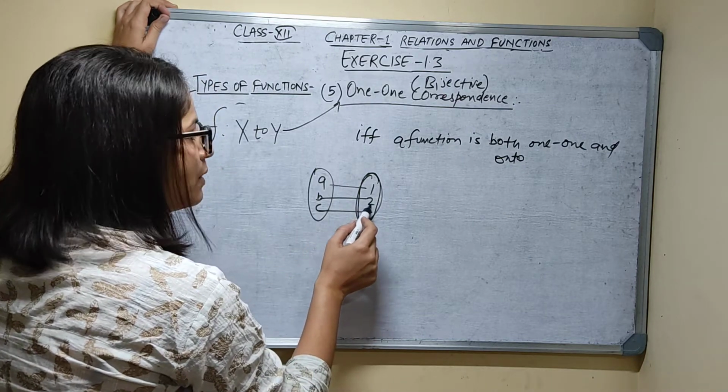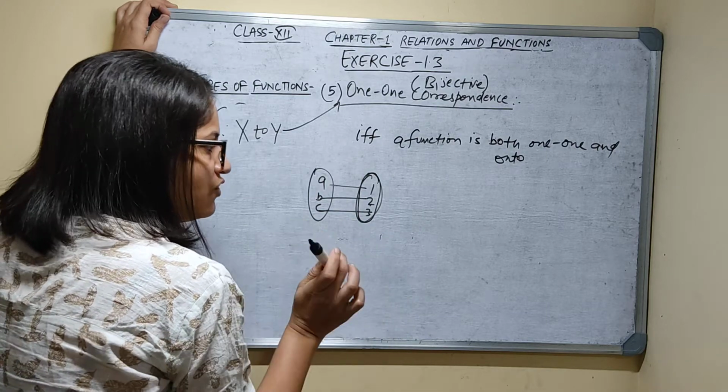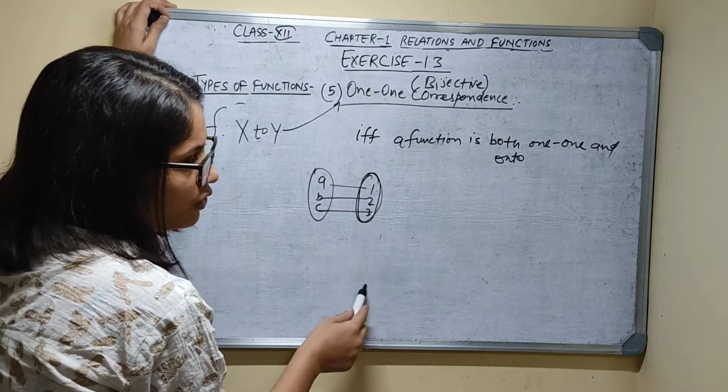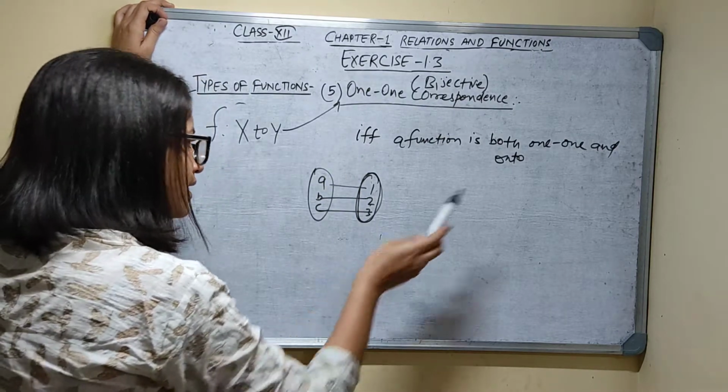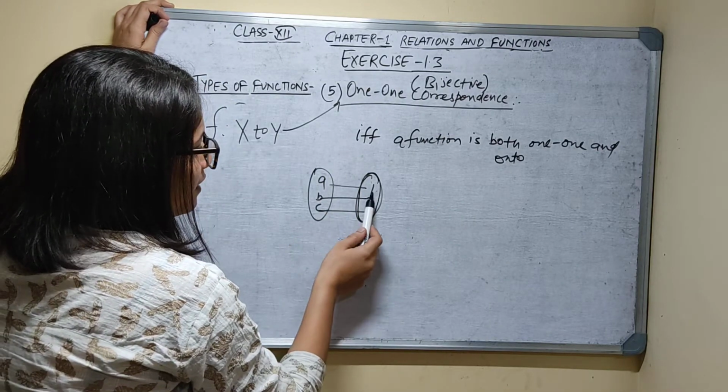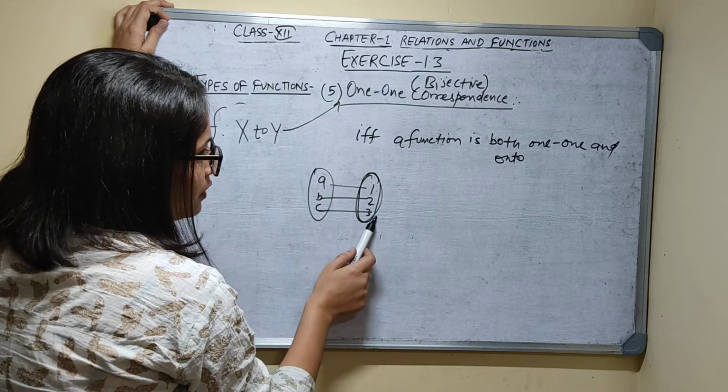So here codomain of f is equal to range of f. Here range is what? 1, 2, 3. Codomain is also what? 1, 2, 3. So I can say it is onto. f(a) is equal to 1, f(b) is equal to 2, f(c) is equal to 3.